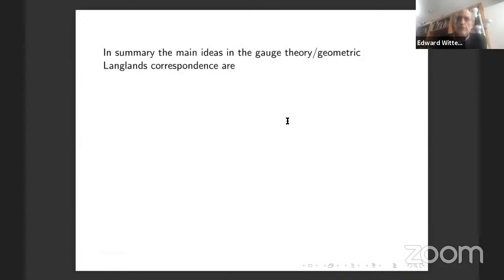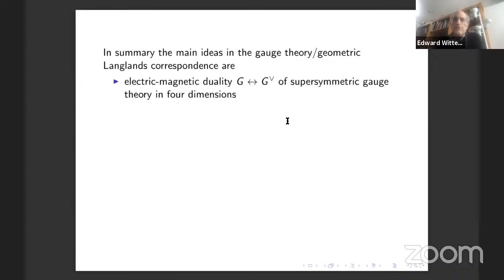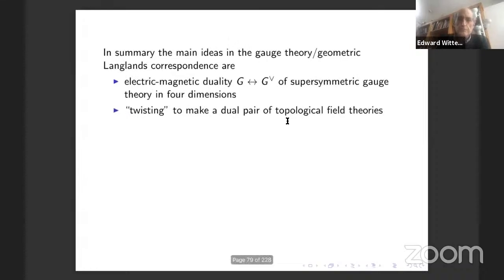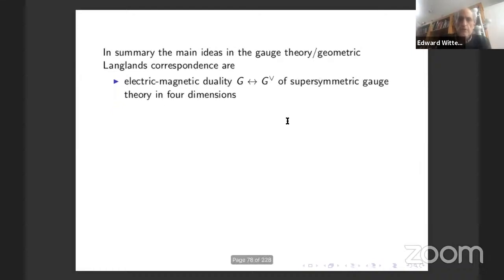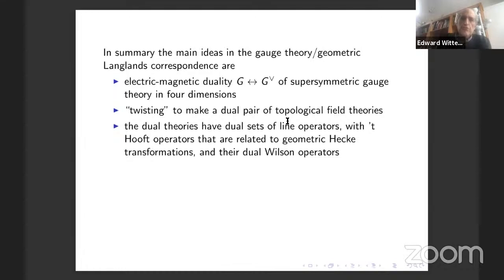Now to summarize, and I'm sorry there isn't time for a more detailed introduction, the main ideas in the gauge theory geometric Langlands correspondence are the following. First is electromagnetic duality of supersymmetric gauge theory in 4 dimensions between the group and the dual group. Twisting to make a dual pair of topological field theories. The dual theories have dual sets of line operators.